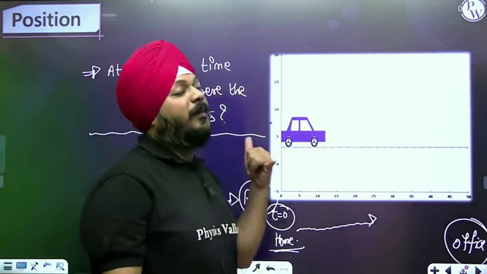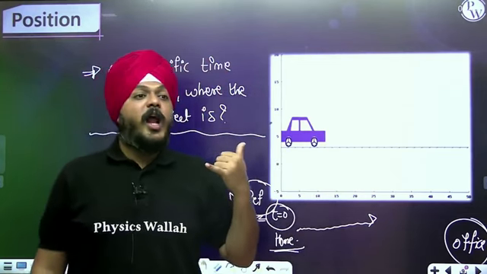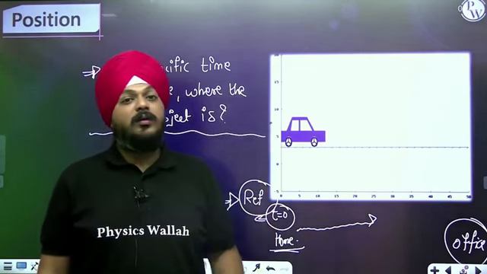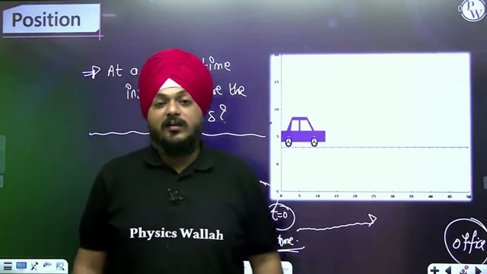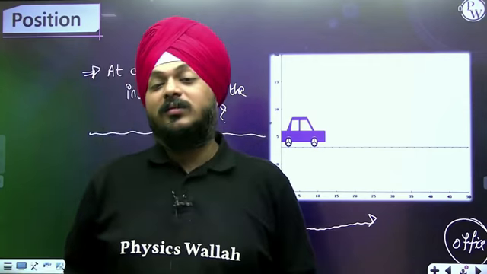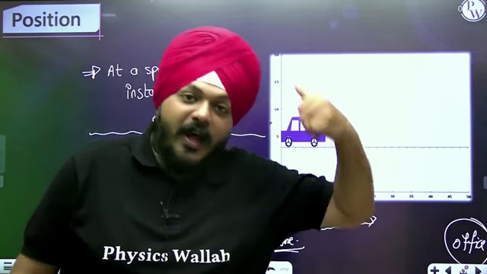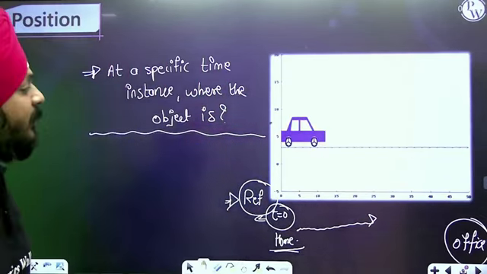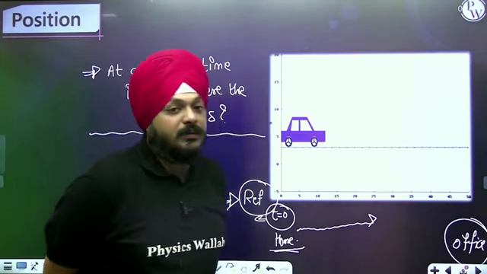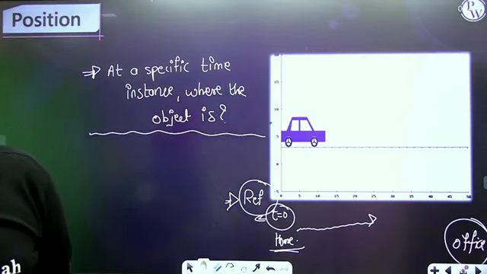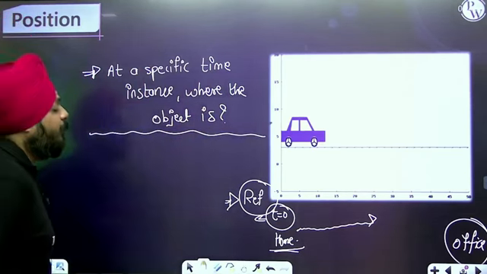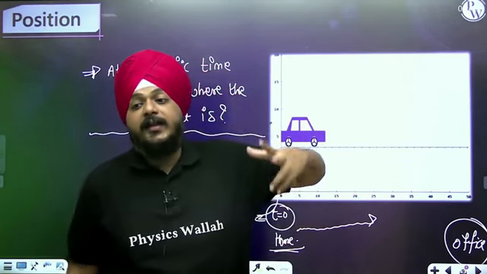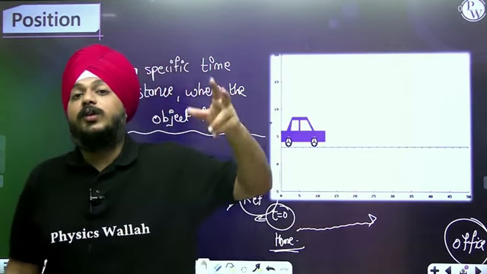Now I'm in a continuous call with my colleague. After 5 seconds, where are you? Oh yeah, I have crossed the 7th street. After 25 seconds, where are you? I have crossed this signal. After 40 seconds, where are you? After 45? After 55? After 60, in front of you. So at a specific time instance, where the object is will define the position of the object with respect to the reference point.